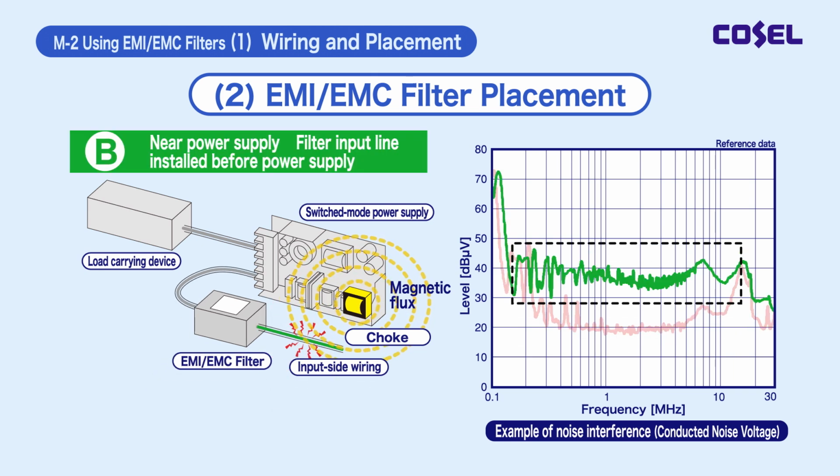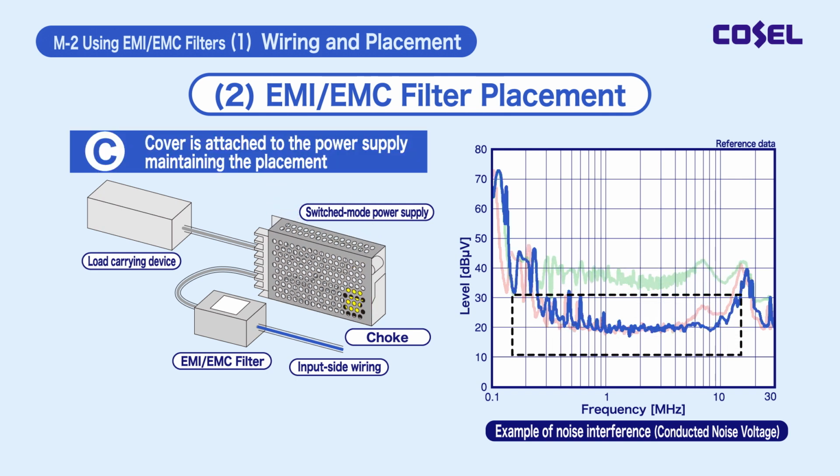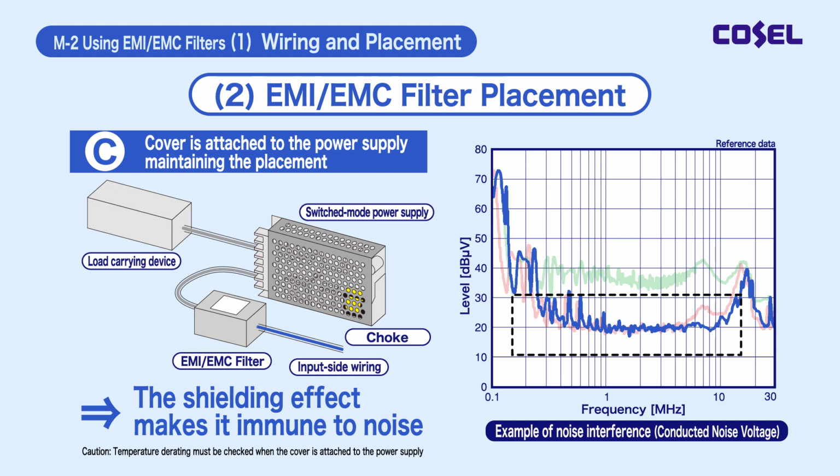In case B, the input line of the EMI/EMC filter is installed near the switch mode power supply, so the magnetic flux generated by the switch mode power supply couples with the input line, resulting in an increase in the noise level. If the location where the input line arrangement of the EMI/EMC filter is installed cannot be changed, it may be possible to take countermeasures by attaching a metal cover to the switch mode power supply that is the noise source, as shown in C. Shielding the switch mode power supply prevents magnetic flux from jumping to the input line.